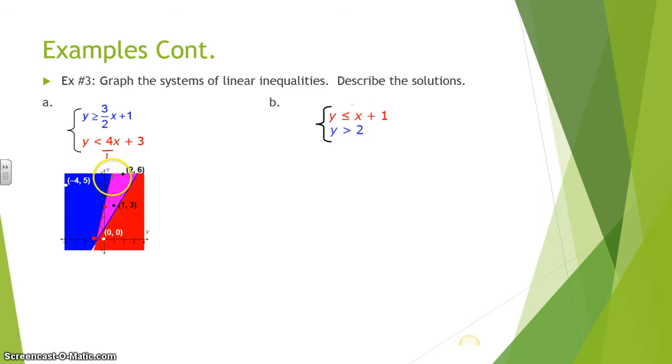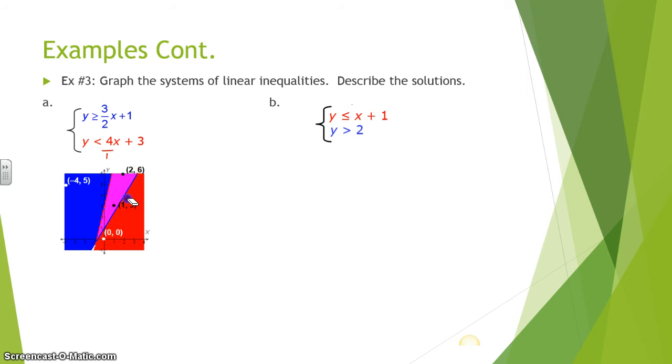It's less than, meaning it's a dashed line because it's not equal to, and y is less than this, so I would shade everything down. So where did these two linear inequalities intersect with the shading? The purple again shows where both lines will meet with the shading.